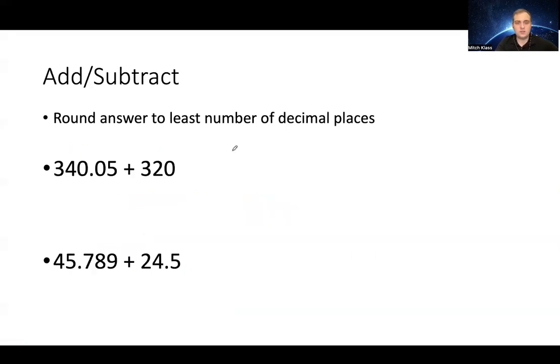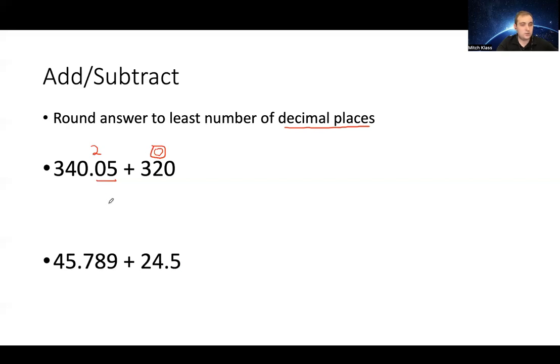Adding and subtracting is slightly different. This time we're going to be looking at decimal places. So 340.05 plus 320. We don't necessarily have to look at significant figures when we add and subtract. We just know this has 2 decimal places, and this has 0 decimal places. Since we're going for the least number here, 0 decimal places is how many our answer should have.